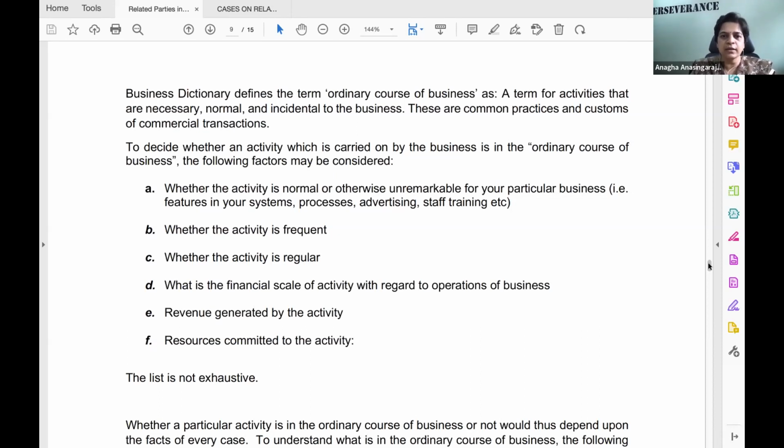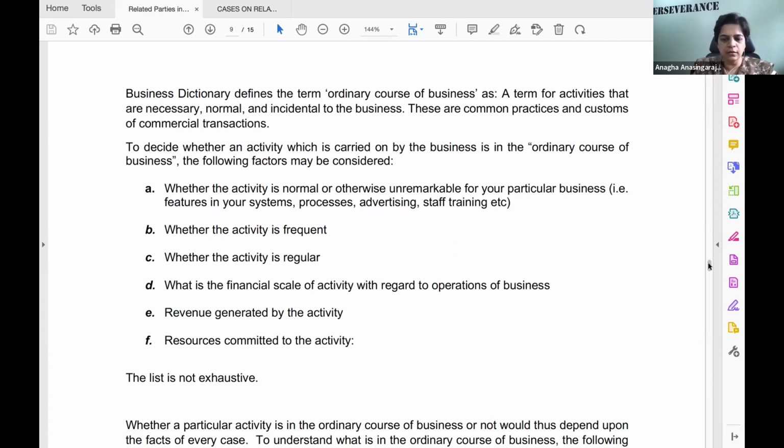So, whether the activity is normal or otherwise unremarkable for your particular business, that is, it features in your systems, processes, advertising, staff training, and all that. Whether the activity is frequent enough, whether it is regular enough, what is the financial scale of the activity with regard to the operations of the business, what is the revenue generated by that particular activity, and what is the extent of the resources committed to the activity.